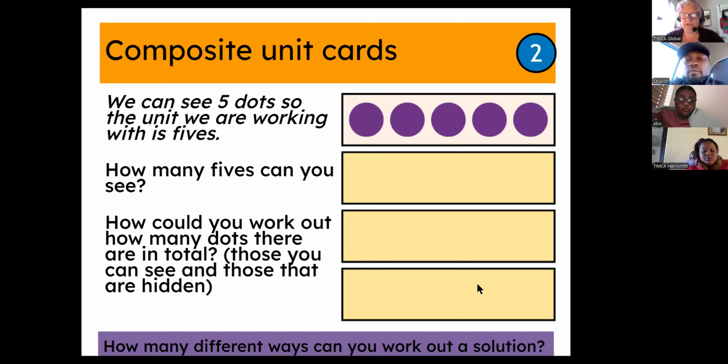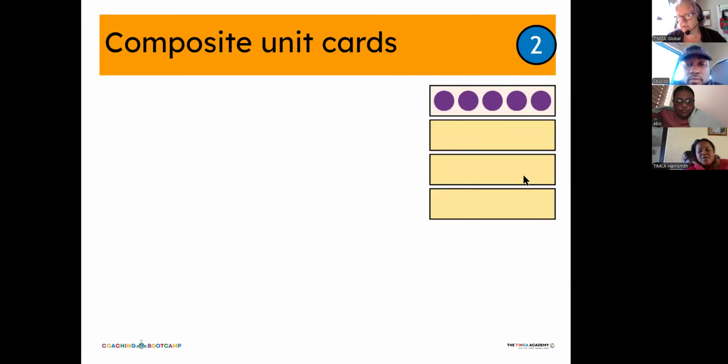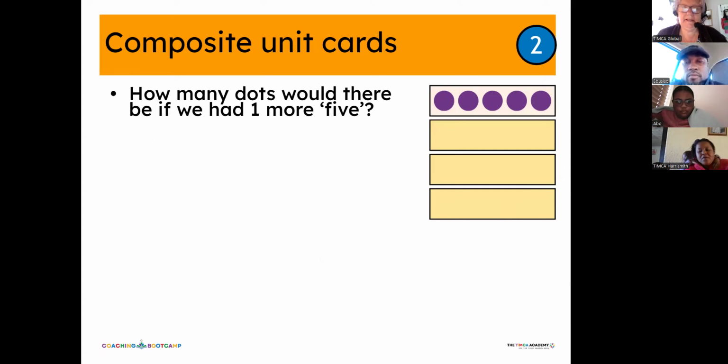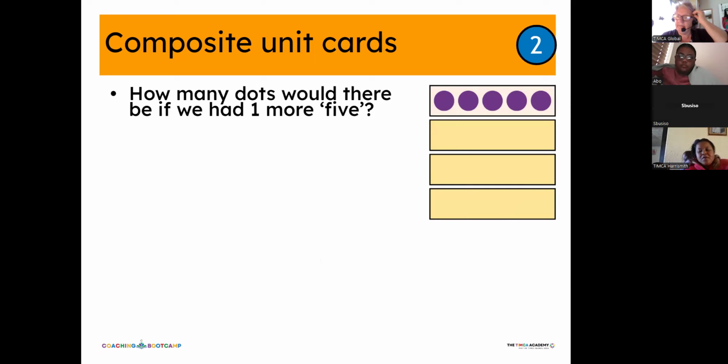Let's see what we can do next. We're still working with this group of cards. Let's see if there are some follow-up questions that we can ask children to think about. Now, these ones would really get them thinking. How many dots would there be if I had one more 5? We established that there was 20. How many dots would there be if I had one more group of 5, or one more unit of 5? What would the answer be?